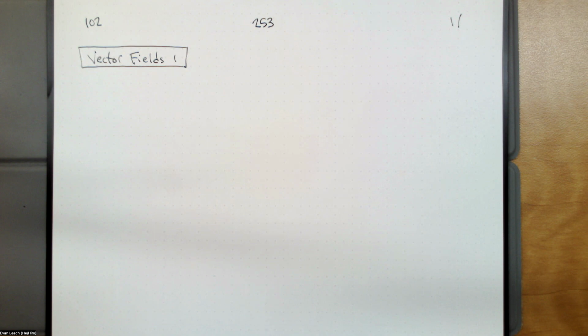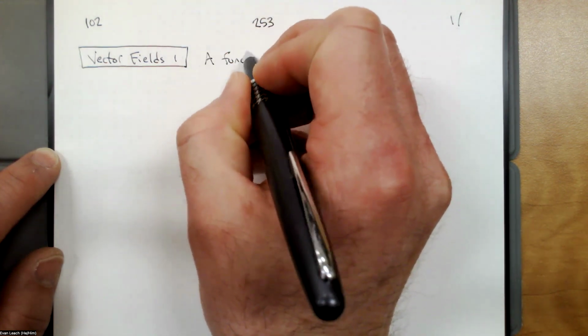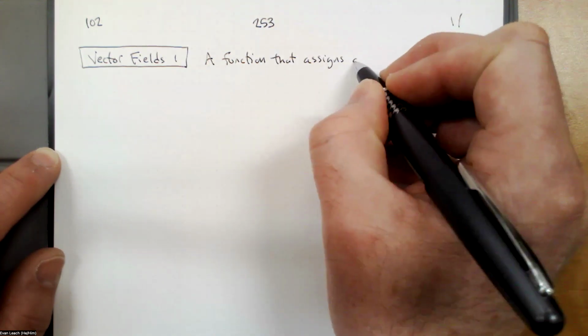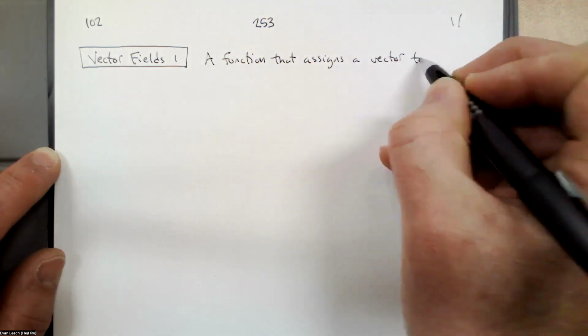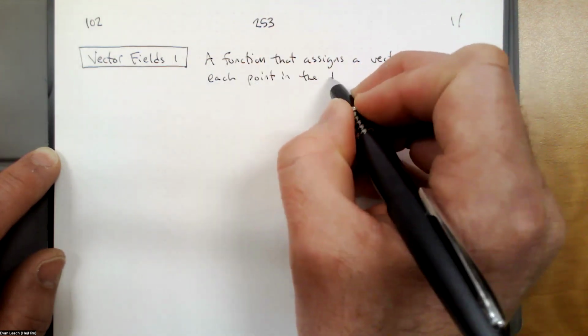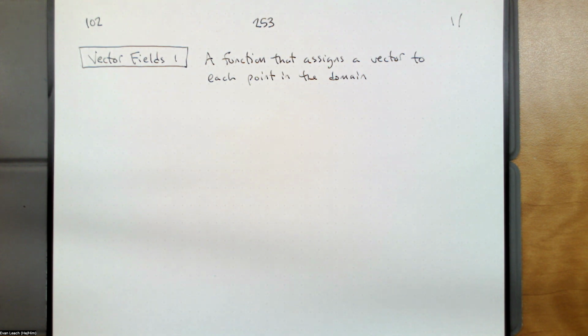Today, we want to introduce the idea of a vector field. This is just a type of function that assigns a vector to every point in the domain. So a vector field is a function that assigns a vector to each point in the domain. Our domains are going to be R2 or R3.